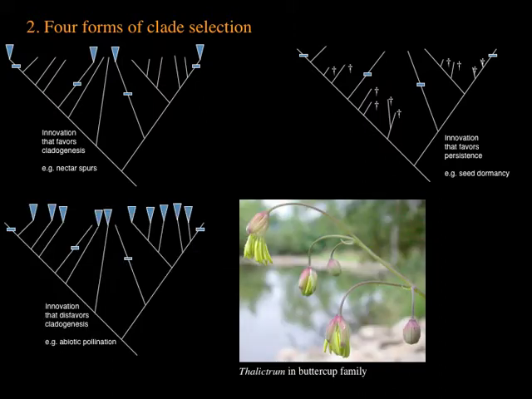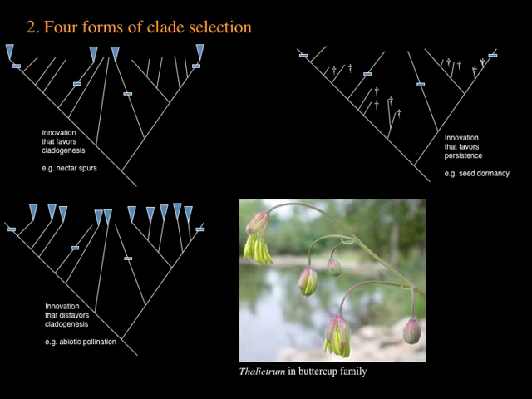Okay, number 3 would be an innovation that disfavors cladogenesis. So the other 2 are kind of like positive selection, and this is like a negative selection thing, where you get a new character that arises, and it might arise over and over again in the tree of life, and then that new character tends to make it so that the lineage that possesses it is not likely to turn into a whole bunch of species. And as a possible example, I would give abiotic pollination. In other words, pollination by wind or water.